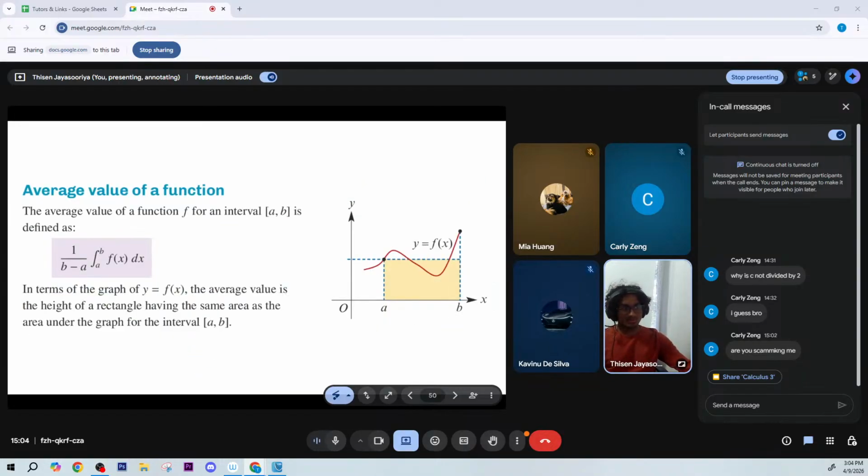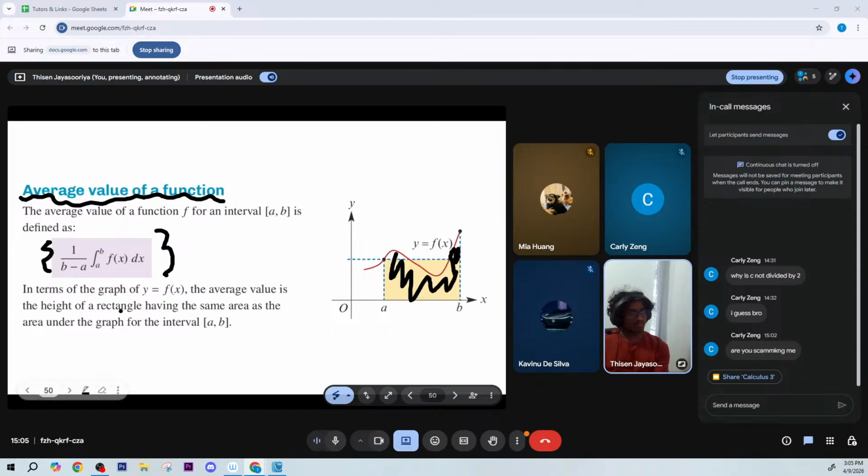So I'll just move on to these last two slides. This is the average value of the function. Now, this is the integral definition. All it's saying is that if we find the area under this curve and divide it by the length, we can find the average value of a function, yeah? The average value is just the average height of the function. So here, if the average value is 2, the average height of this function is 2.